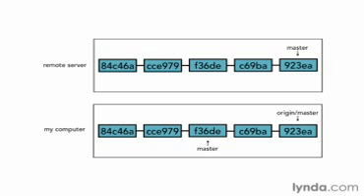In this illustration, you can see that the remote server has 5 commits in it, and a fetch has taken place because origin master is perfectly in sync with what's on the remote server. Our master branch, however, is 2 commits behind. So it needs to have those 2 commits added to it. And the process that we do that is by merging.